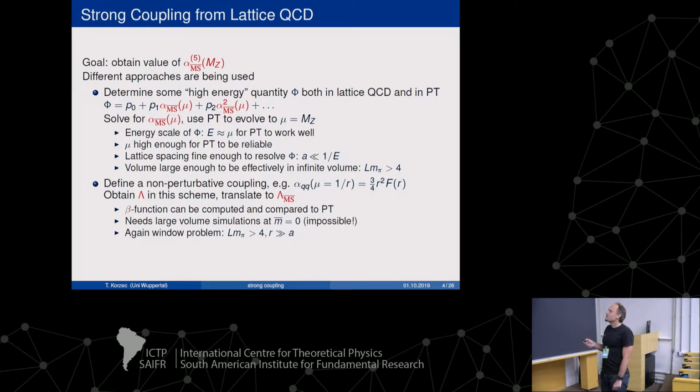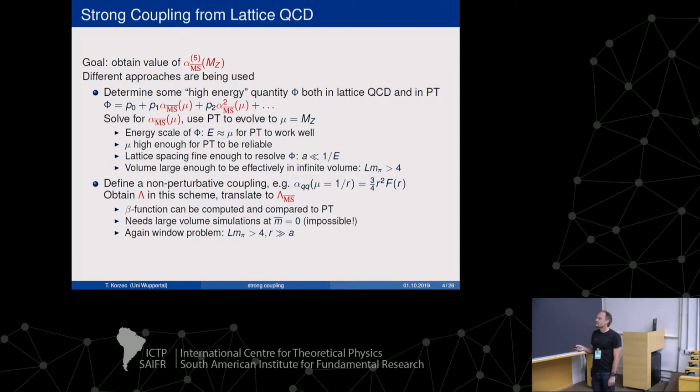Now, since on the lattice you can compute this for different distances, this gives you directly access to the scale dependence of such a coupling, and so you can construct the beta function of it and plug it into this formula to get the Lambda parameter in this scheme that then can be translated into the MS-bar scheme. But again, this has the same challenges: you have a windowing problem, that you want the volume to be large and L to be much larger than this distance r, but this distance r must be very small for perturbation theory to work well.